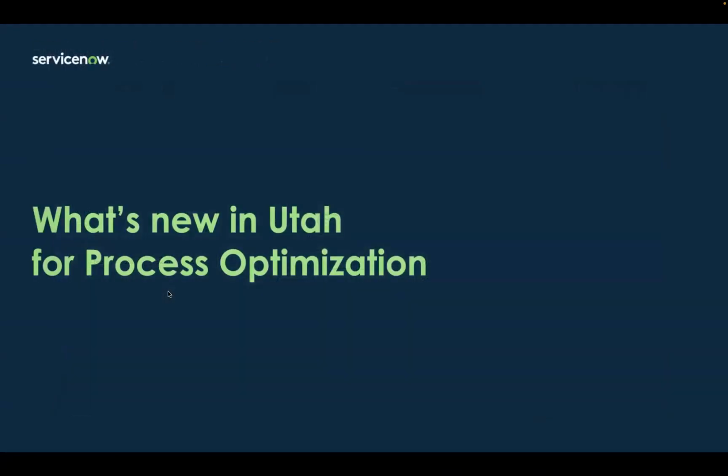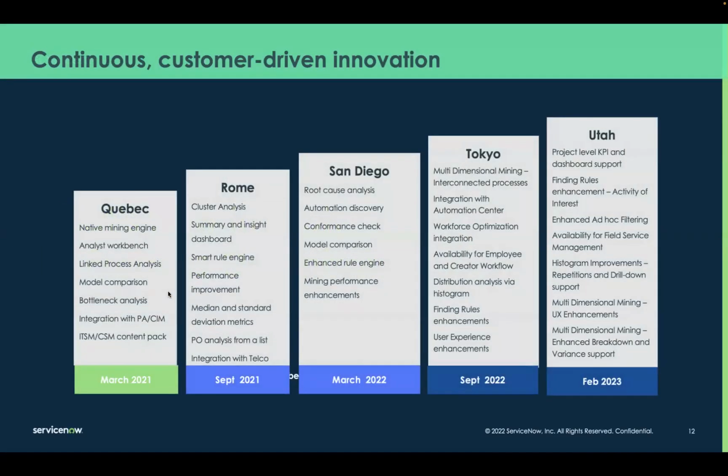All right, on to today's topic. What's new in Utah for process optimization? I'll run through the enhancements individually in slides first, and then we'll jump into the instance and take a live look at some of them. So you may or may not know, process optimization was initially released in Quebec, and we've made rapid and significant enhancements to the solution over the last few releases. And of course, Utah is no different.